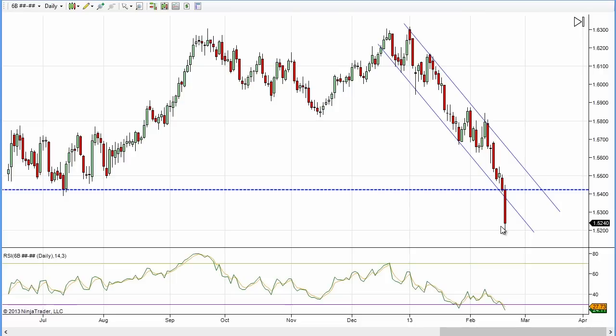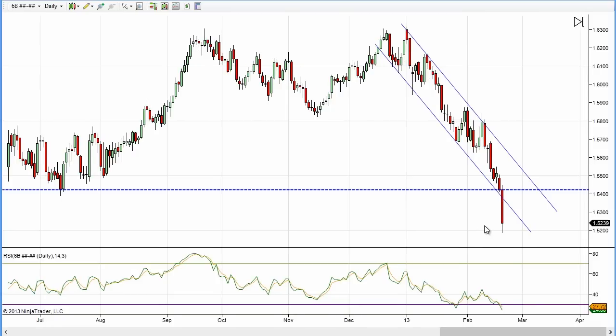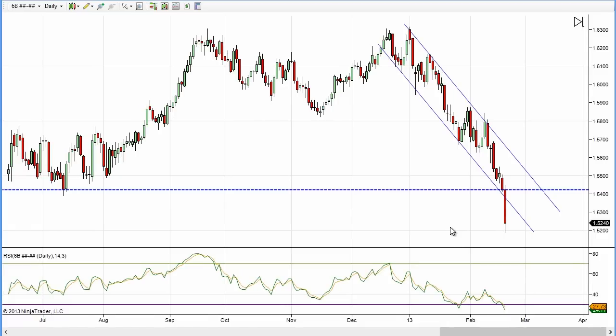So I'm looking to pick this one up here. I'm not just going to buy it right now. I'd like to see a little bit more proof. But for me, I think this could be a great trade. So we have a failure of the downtrend channel. We have a failure of support. The RSI is massively oversold, and I'm thinking about getting in on this one. I think it could be really good. So that's the British pound.